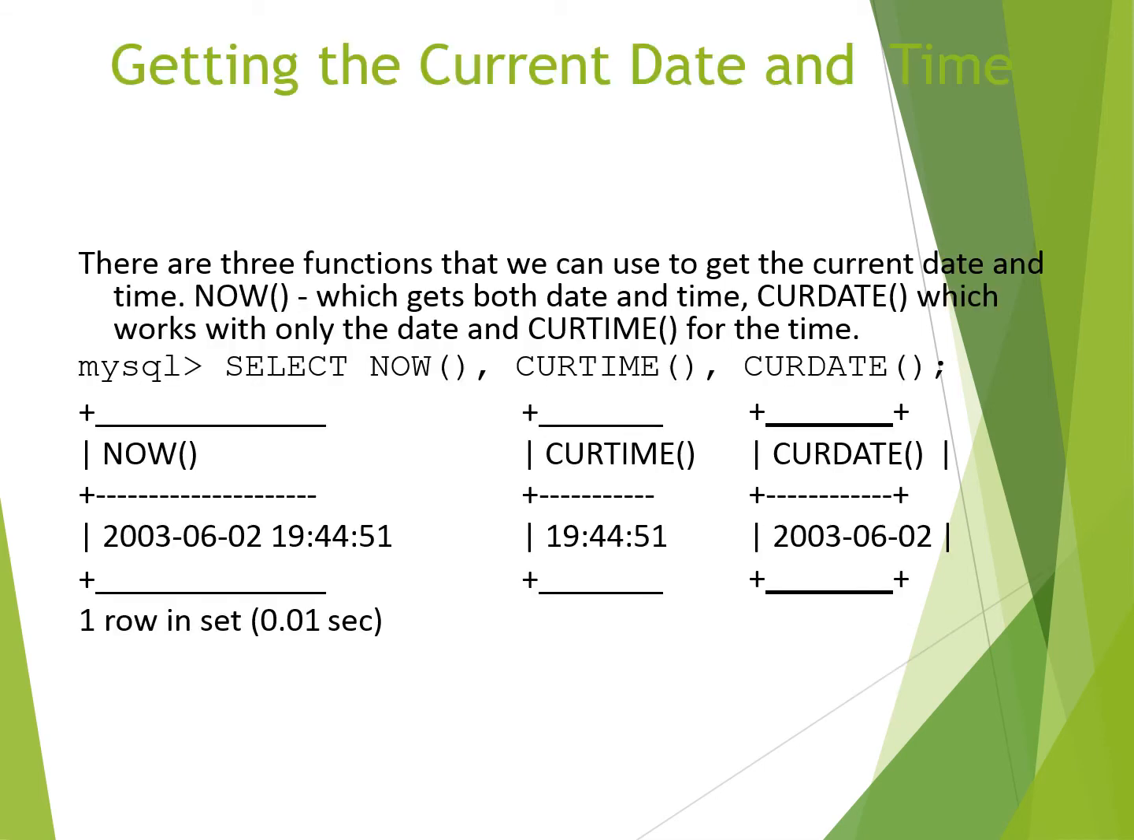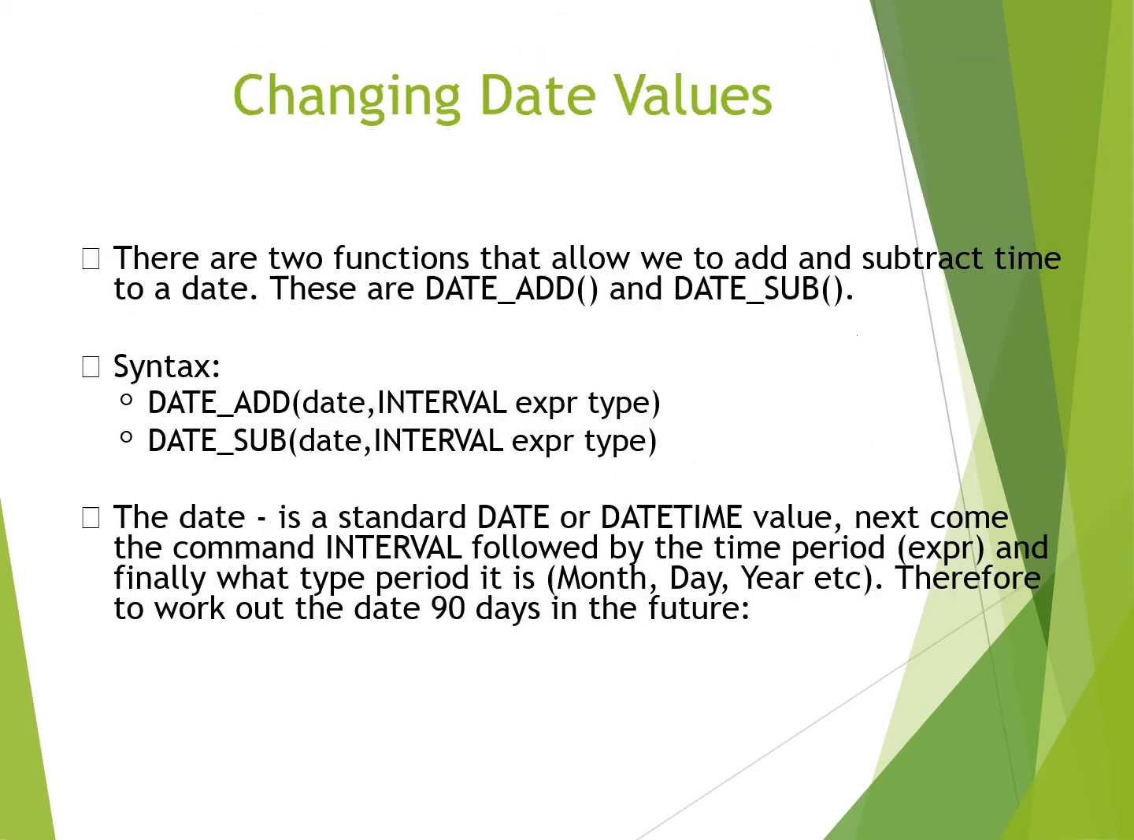Getting the current date and time. There are three functions that we can use to get the current date and time. NOW is the function which gets both date and time. CURDATE works with only the date, and CURTIME for the current time.